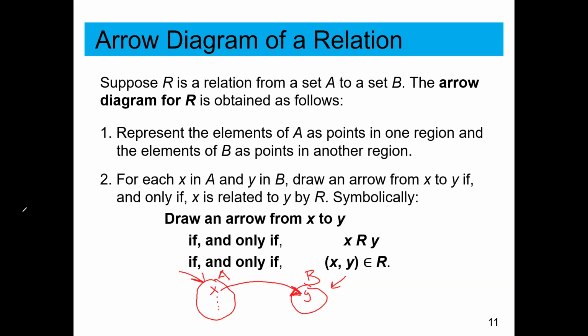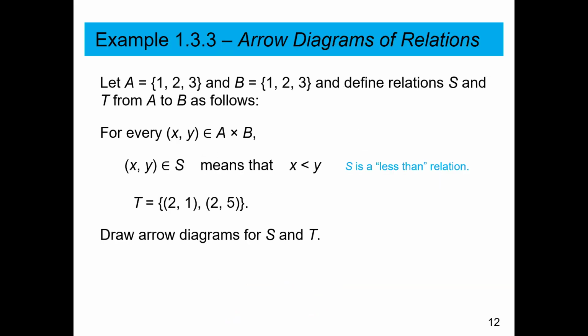This arrow notation, maybe you saw it previously somewhere else. It is actually used sometimes in algebra. So if A is {1, 2, 3}, and B is also {1, 2, 3}, I'm going to define S and T in two different ways. Relationship S is if X is less than Y, then X is related to Y. However, in T, I'm explicitly listing out that 2 goes to 1 and 2 goes to 5.